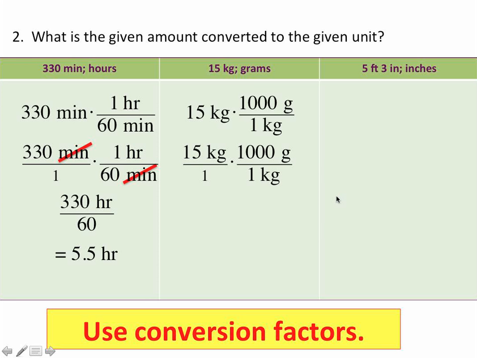So 15 kilograms over 1 times 1,000 grams over 1 kilogram. The kilograms will cancel, and all I'll be left with is grams. So 15 times 1,000 is 15,000 grams over 1. Well, 15,000 over 1 is just 15,000 grams.